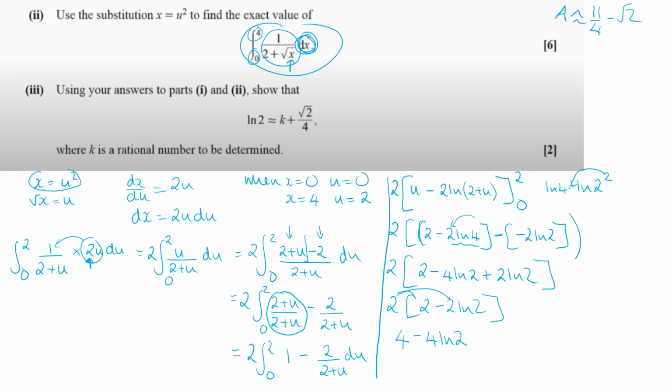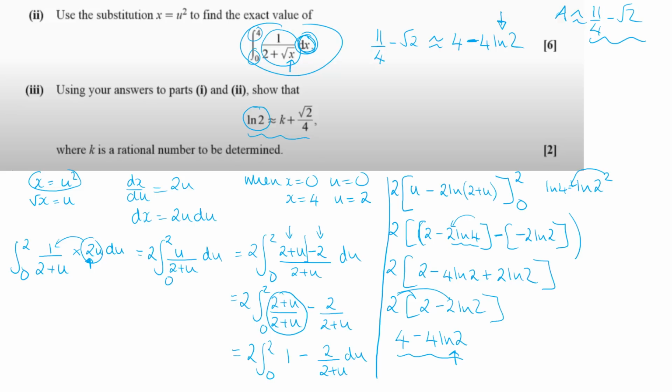Because in part 3, using your answers to part 1 and 2 show that ln of 2 is approximately equal to k plus root 2 over 4. So we've got an actual answer that involves the ln of 2, and it's the actual answer from what we approximated that integral to be in our trapezium rule. So we can say that 11 over 4 minus root 2 is approximately equal to our 4 minus 4 ln of 2. And now all I need to do is get that ln of 2 on its own.